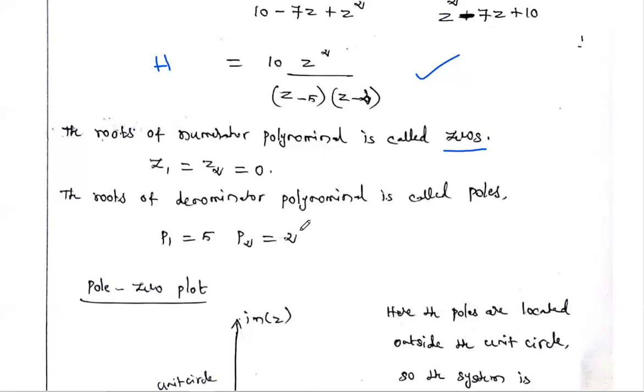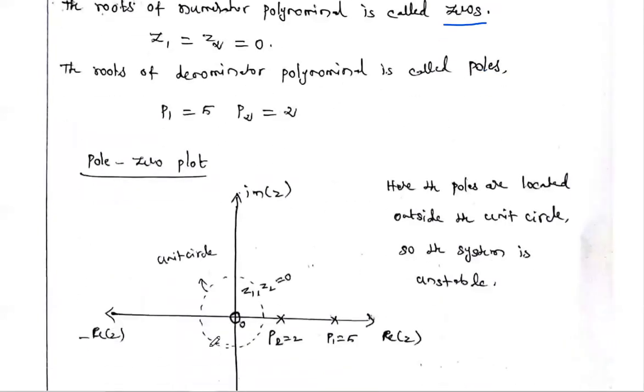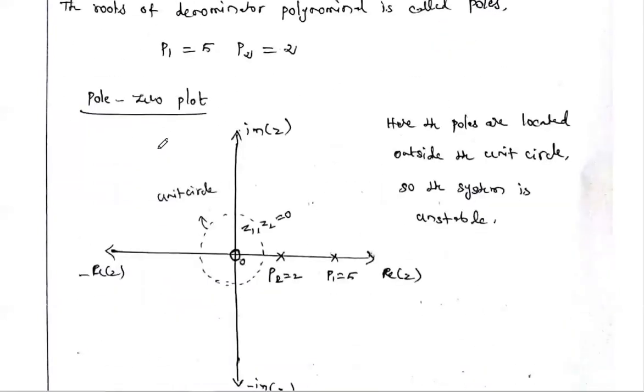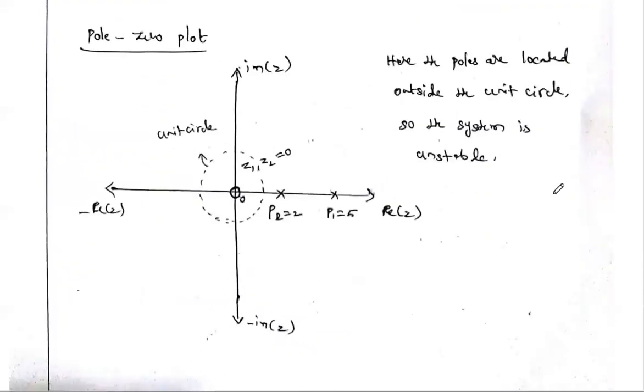These zeros and poles we have to mark in the pole zero diagram. What is meant by pole zero diagram is the Z plane diagram. In the fourth unit, for each Z transform problem we drew the ROC diagram, and that ROC diagram is drawn in the Z plane. Along the x-axis we take the real of Z, plus and minus. Similarly, along the y-axis we take the imaginary of Z.